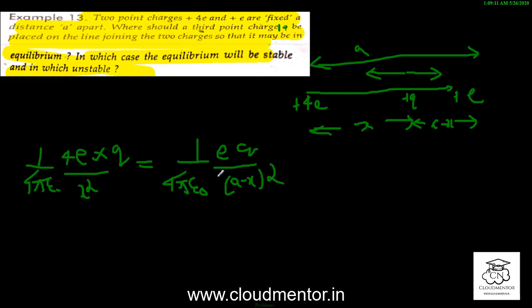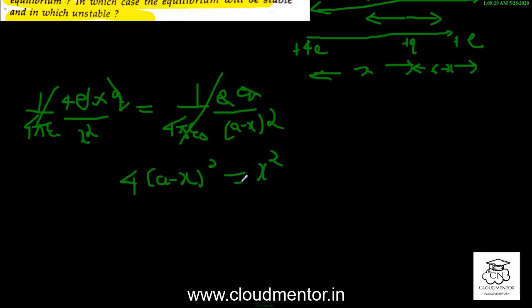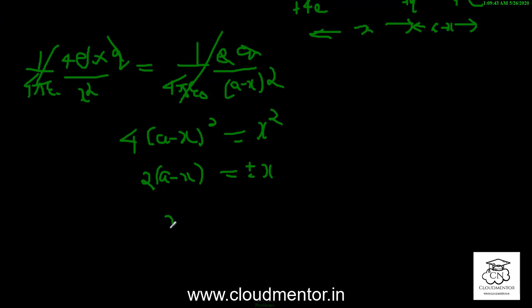Okay, and now doing the calculation, e gets cancelled, 1 by 4 everything gets cancelled, so 4 into (a minus x) the whole square must be equal to x square. So taking the root on each side, we get 2 multiplied by (a minus x) is equal to plus or minus x. Okay, and now we get 2a minus 2x equal to plus x, or 2a minus 2x equal to minus x.